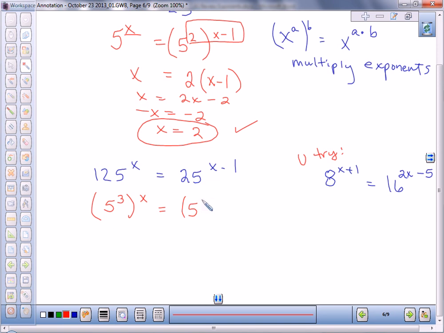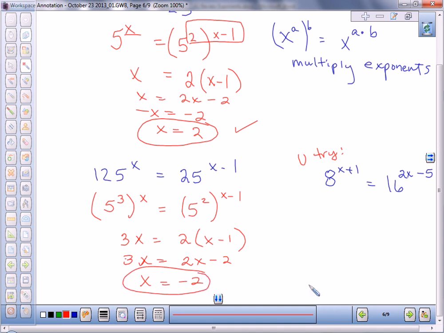So every time we're trying to write them with equivalent bases. So here we get 3x, and here we get 2 times x minus 1. So we get 3x equals 2x minus 2. So x is negative 2. I see that. Okay, here's your first you try.